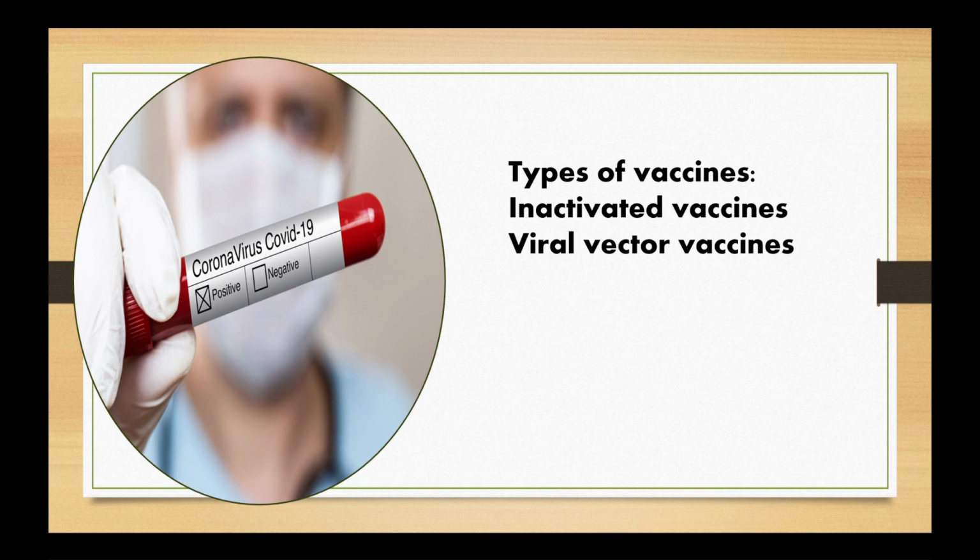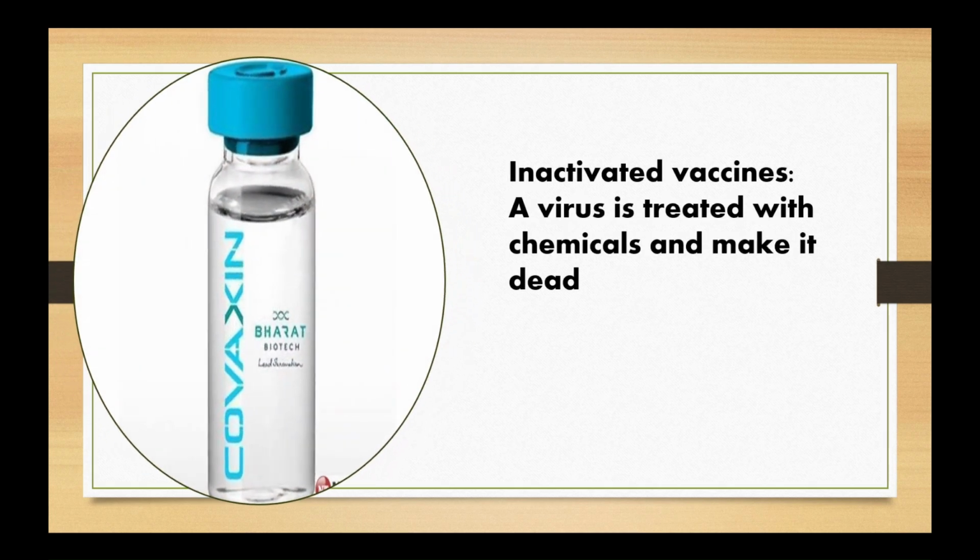So what is an inactivated vaccine? An inactivated vaccine is created by reacting chemicals with SARS coronavirus 2 to make it dead, and that dead virus is injected into our body to improve our immune system. I mentioned that here. An inactivated vaccine example is Covaxin, which is created by Bharat Biotech.